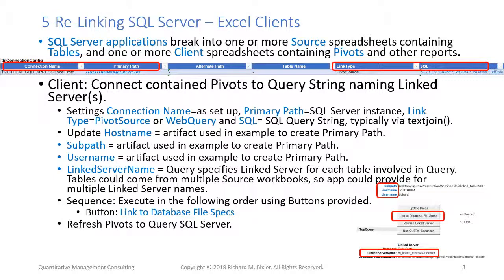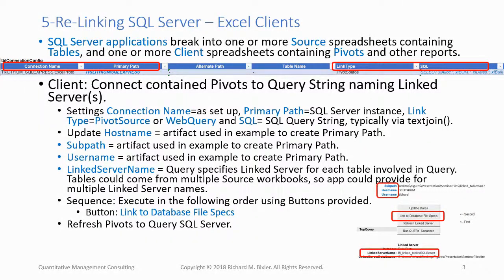Excel function text join is used to concatenate each table column into a SQL string, typically referenced by the SQL field in table connection config for a connection definition. Button link to database file specs executes relinking of connections listed in table connection config. You should create this button object to run private sub command button 2 _ click seen in VBA file linking code.txt. This command relinks named Excel connections in rows that have table connection config link type equals pivot source, web query, MPP import, or MPP query.